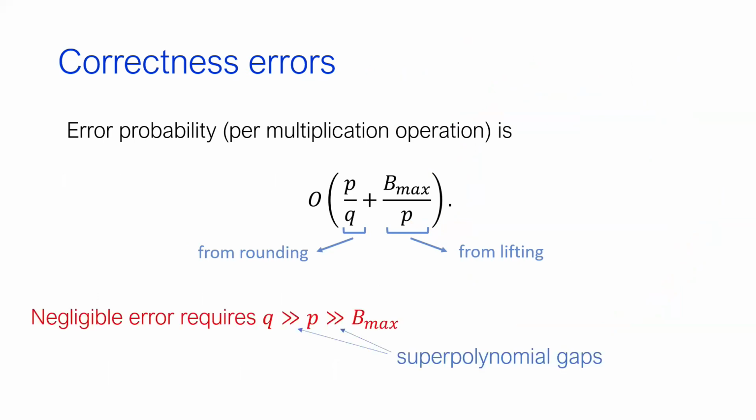And what do they do in the BKS paper? Well, they just say that they choose the parameters such that this probability is negligible. So that means choosing Q, which is the LWE modulus, to be super polynomially larger than the plaintext modulus P, and P to be super polynomially larger than the bound B max. And in our paper, we actually show that this is the best you can do if you insist on having additive reconstruction. So now let's see what we can get if we relax this restriction.